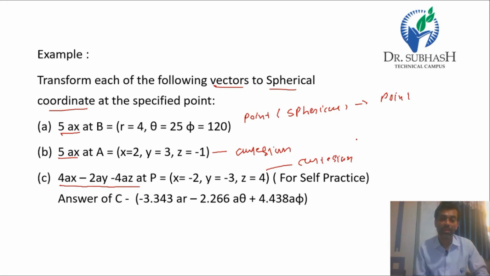In B and C, first of all we transform the point from Cartesian to spherical, and then put the value of the point in to find the vector in the spherical coordinate system, or we can say the transformed vector of the spherical coordinate system. Okay, let's start with A.